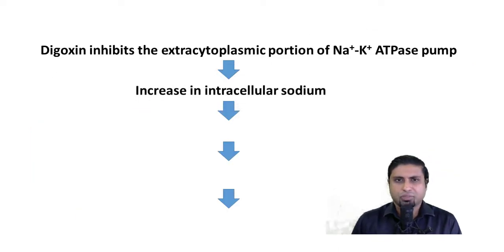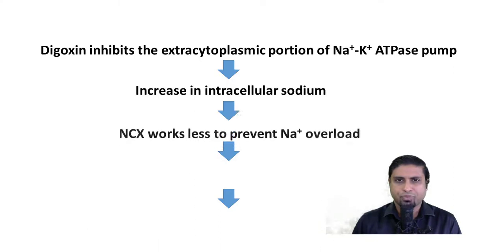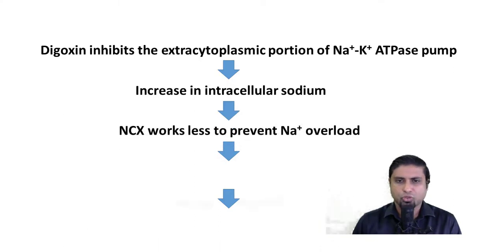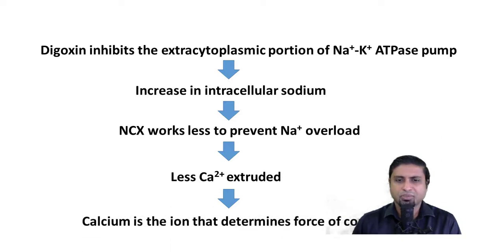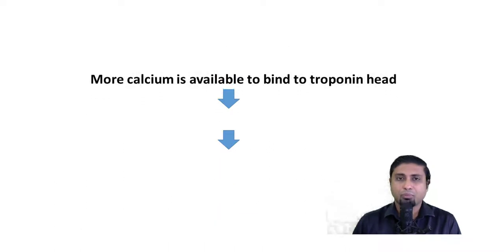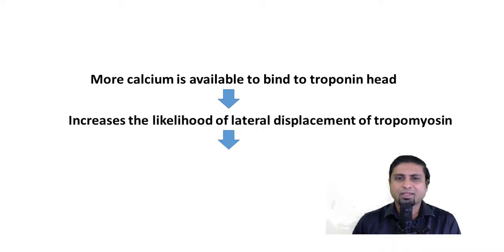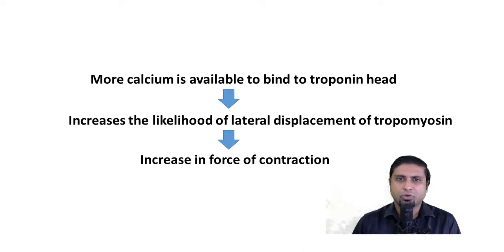So digoxin inhibits the extracellular portion of the sodium potassium ATPase pump, resulting in an increase in intracellular sodium. The sodium calcium exchanger works less to prevent sodium overload. Less calcium is extruded, and we know that calcium is the ion that determines the force of contraction. More calcium is available to bind to the troponin and increases the likelihood of lateral displacement of tropomyosin, and therefore we can expect an increase in the force of contraction.